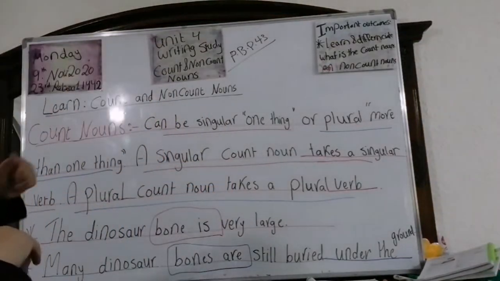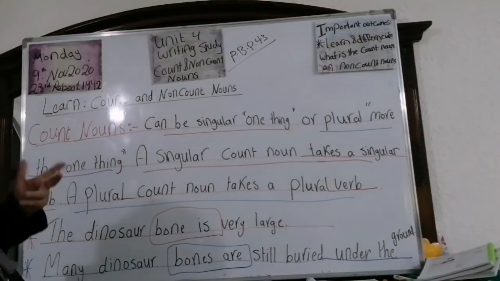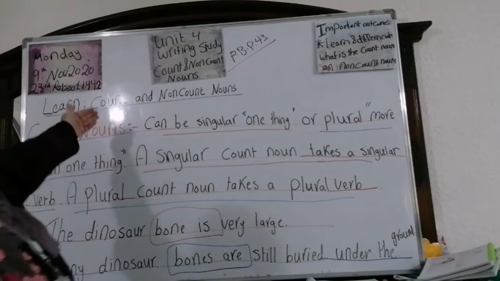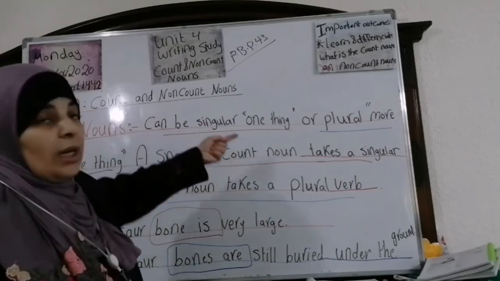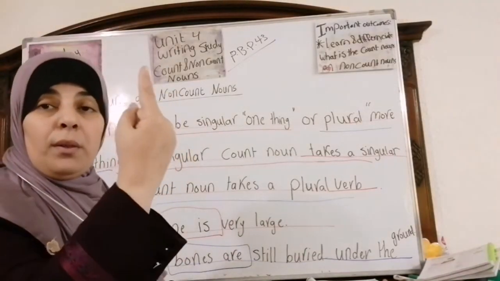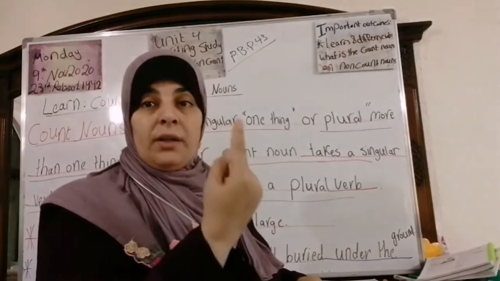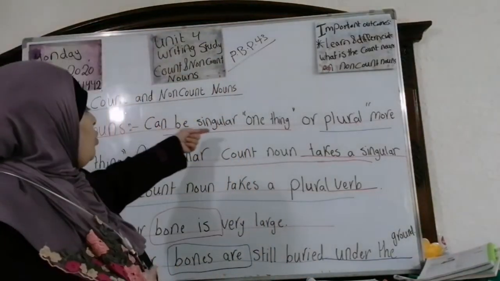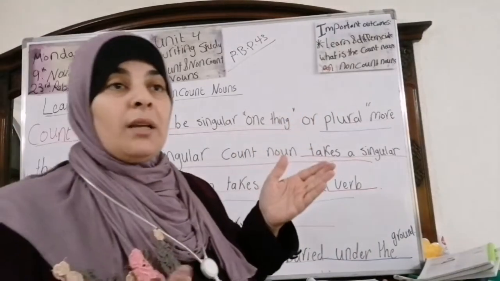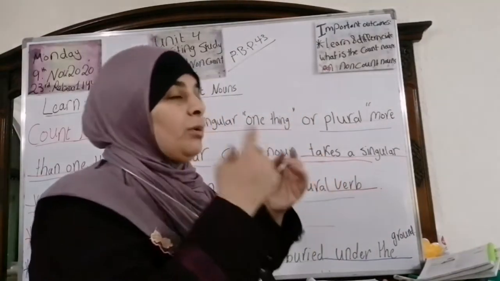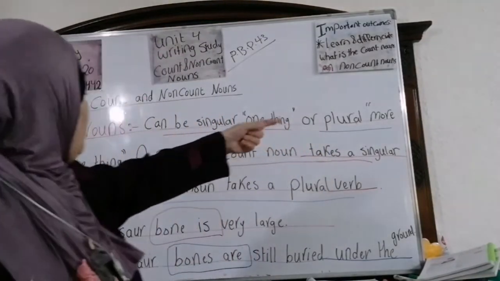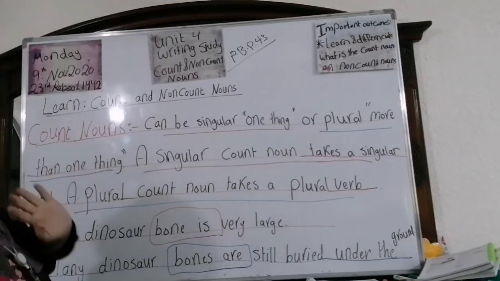Look here. We have count nouns. What are they, or what do we say about them? Count nouns can be singular, one thing. What do you mean by singular? It means one thing. In Arabic, it means mufrad, okay? Can be one thing or plural. What do you mean by plural? It's the opposite of singular. Plural means jama', okay? Or plural, more than one thing.